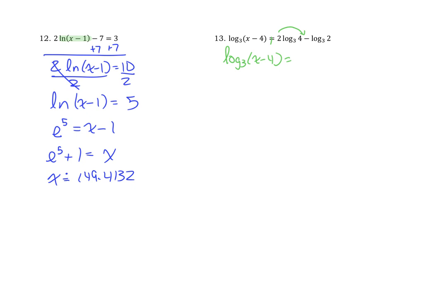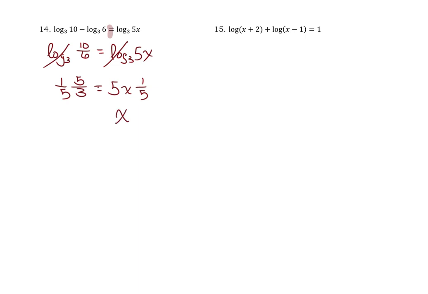Oops, I forgot the log in there. Sorry about that, guys. I didn't write the log, and so that's my mistake. So log base 3 of 4 squared divided by 2. Now I'm condensed. I can take log of both sides and get x minus 4 equals 4 squared is 16. 16 divided by 2 is 8. So I'm going to add that 4, and there is my solution.